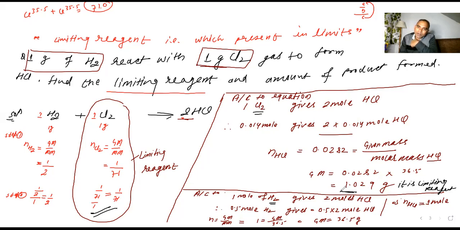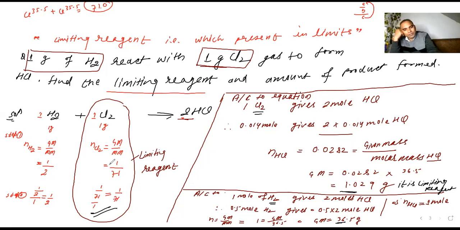So this much amount of HCl is formed. This is the fake calculation. 36.5 is impossible because Cl2 is not there. To form the HCl, we need Cl also, but Cl is very little in amount. 1 by 71 means 0.028 mole. So you can't produce this 36.5 gram. We can produce only 1.029 gram. Is it clear? Can you please make a note of it?